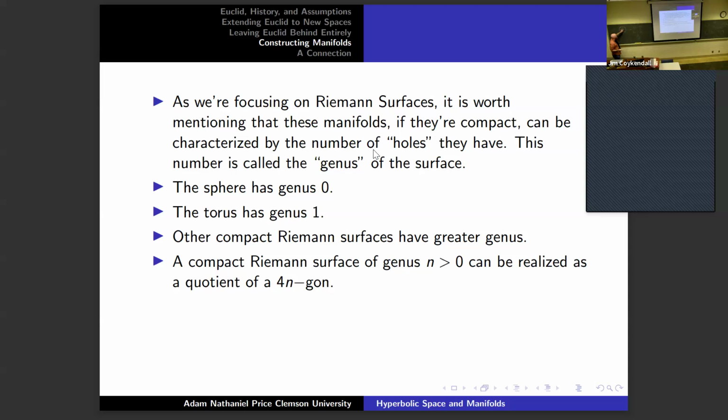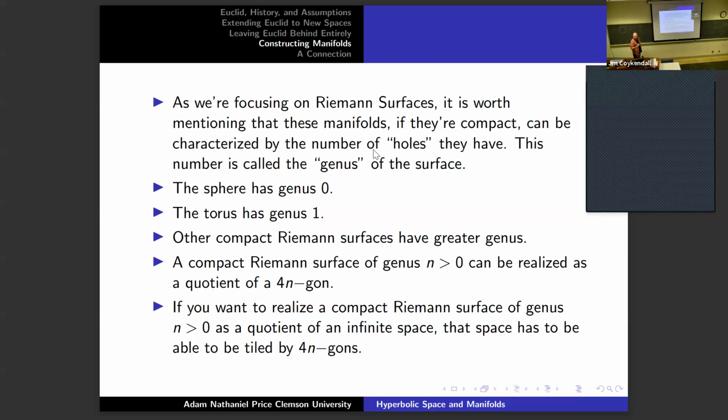And this way is actually a more relevant way to what I'm about to talk about. But if you want to realize a compact Riemann surface of genus greater than 0 as a quotient of an infinite space, that space has to be tiled by 4n-gons. Exactly proving that takes a little bit of work, but it uses the intuition that I was showing you with the square tilings, where you talk about the ways that you can move across the entire space and quotient out by the ones that leave the tessellation as though it had not moved.